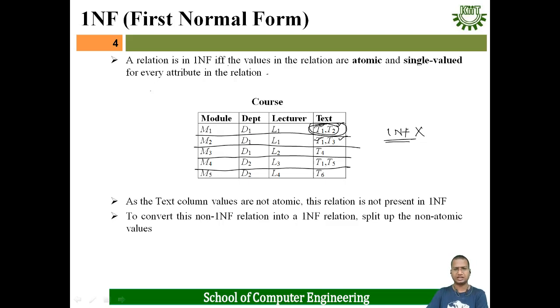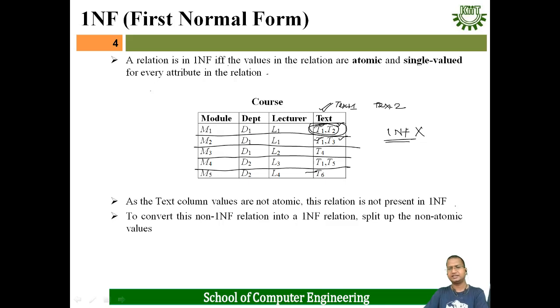As the text column values are not atomic, this relation is not in 1NF. To convert this non-1NF relation into a 1NF relation, split up the non-atomic values. We can split it in 2 ways. For the text column, I can take another column also. Here the maximum number of values is 2. That means in one column I will keep text 1, and in another column I will keep text 2. Then in text 1 I will keep one data item, and in text 2 another data item. This is one way.